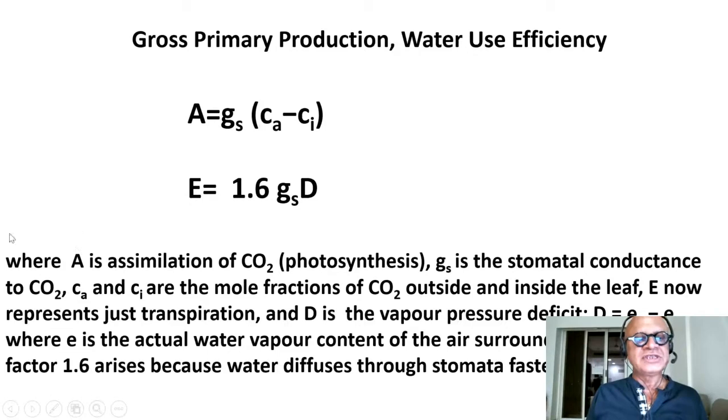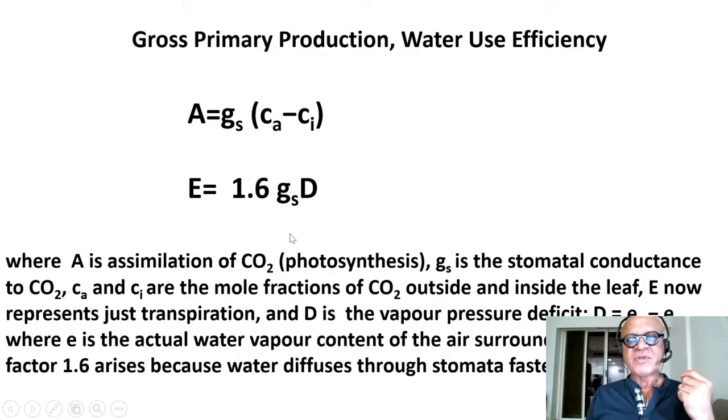So the Ca and Ci here are mole fraction of CO2 outside, in the air, and inside the leaf. Okay, so this is stomatal conductance times the difference of the mole fractions of CO2 in the air and in the leaf. That's how much CO2 is assimilated and converted into carbohydrates. E here represents the transpiration. Okay, so that's the loss.